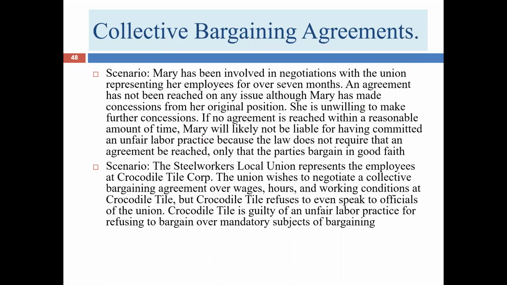Let's consider a couple of scenarios. So Mary has been involved in negotiations with the union representing her employees for 7 months. An agreement has not been reached on any issues, although Mary has made concessions from her original position. So Mary has given some indications of good faith bargaining. She is unwilling to make any further concessions. If no agreement is reached within a reasonable amount of time, Mary will likely not be liable for having committed an unfair labor practice, because the law does not require that an agreement be reached, only that the parties bargain in good faith. So if she's having regular meetings, especially if she's made those concessions, she's probably well positioned.